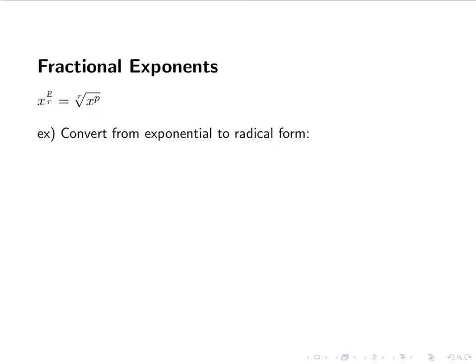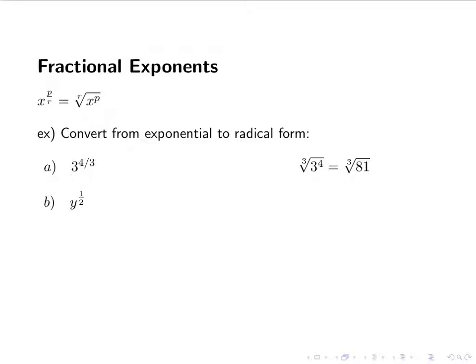So first we're going to convert from exponential to radical. So we have 3 to the 4/3. So when we change that, the 3 is going to be the root because it's the denominator. The 4 will be the power. And we have the cubed root of 3 to the 4th. And we can simplify this a little bit further. It's the cubed root of 81. So 3 to the 4th is 81.